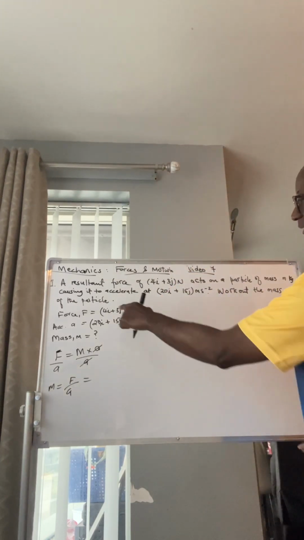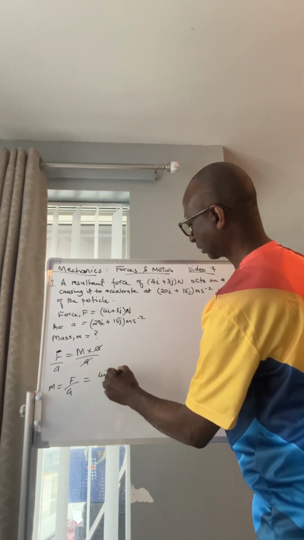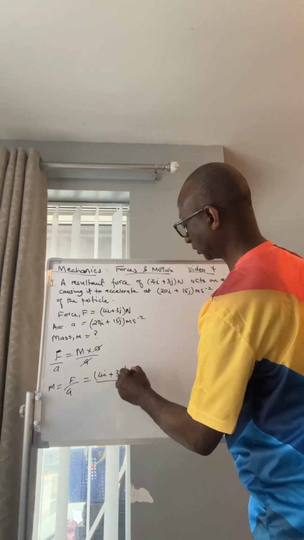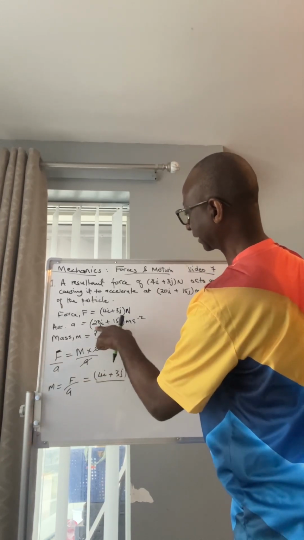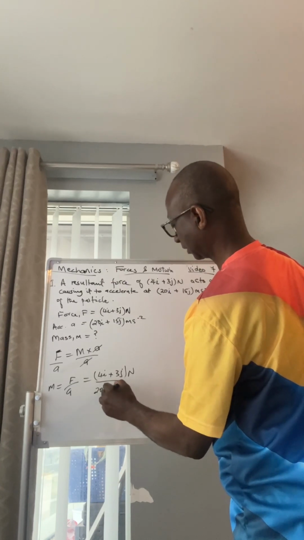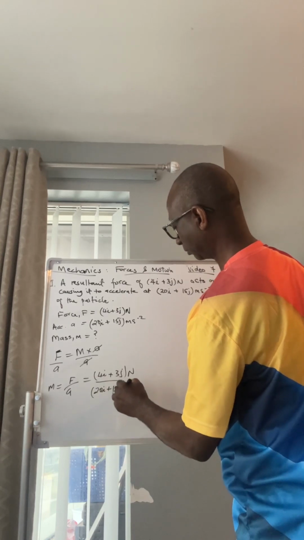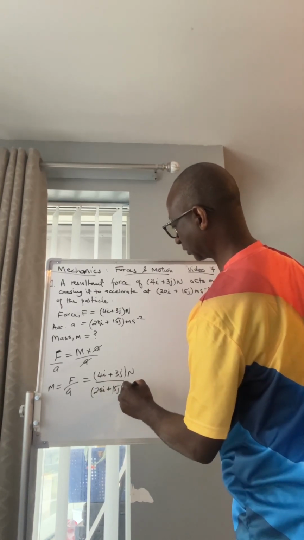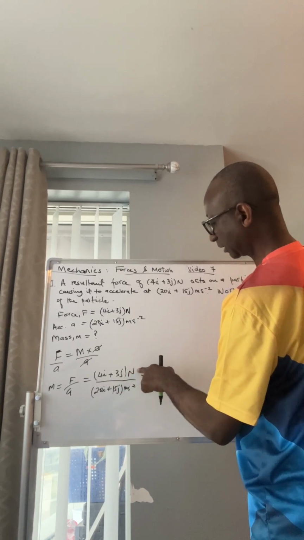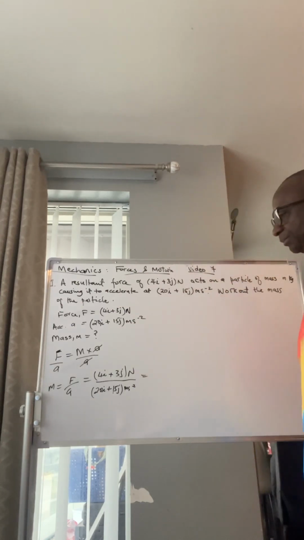So that gives us the force, which is 4i plus 3j newtons, all over the acceleration, which is given to us as 20i plus 15j meters per second squared. And newtons divided by meters per second squared will give us kilograms, the mass.